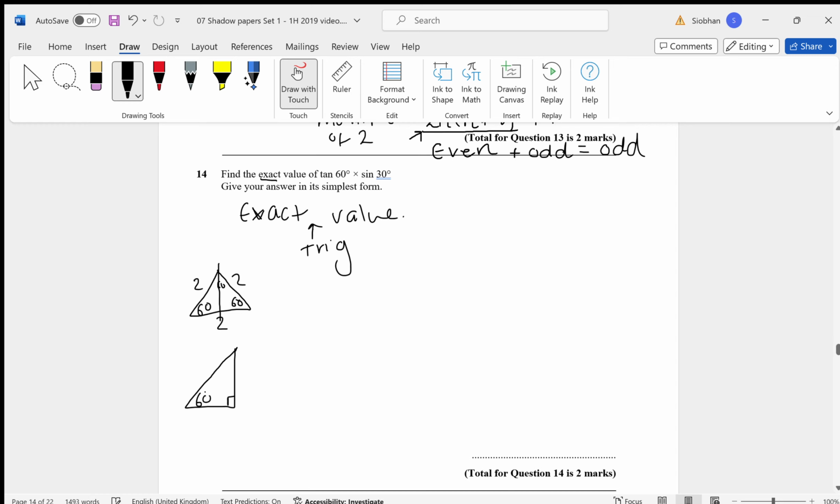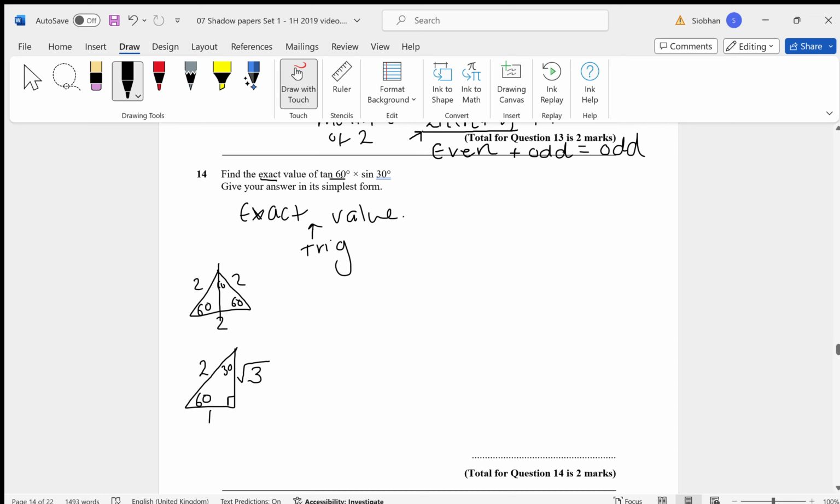This angle here is 60, and because you split it down the middle, that angle there is 30. This length here is still 2. Because you split the equilateral triangle in half, the base there is 1, and then if you use Pythagoras to get this side, 2 squared minus 1 squared, 4 minus 1 is 3, so this is the square root of 3. So this is a triangle that I use to work out my exact trig values, and this will work for any 30 degree and 60 degree one.